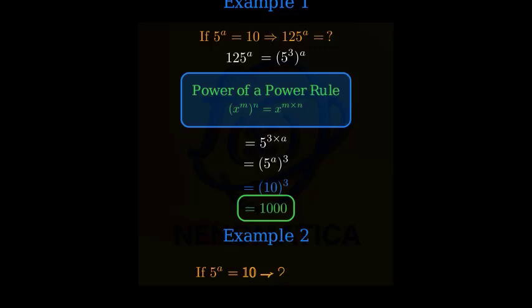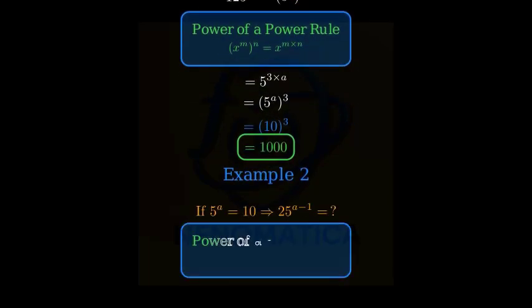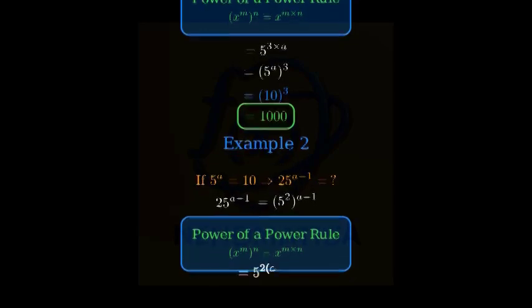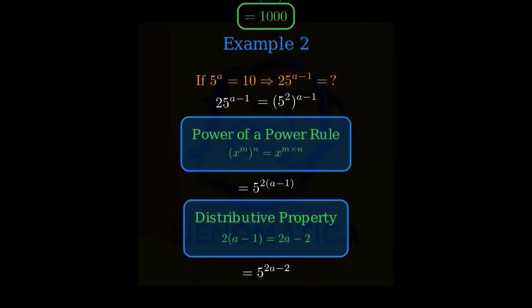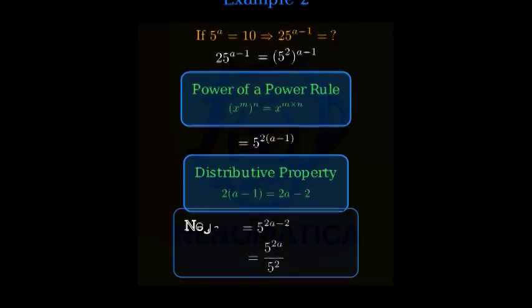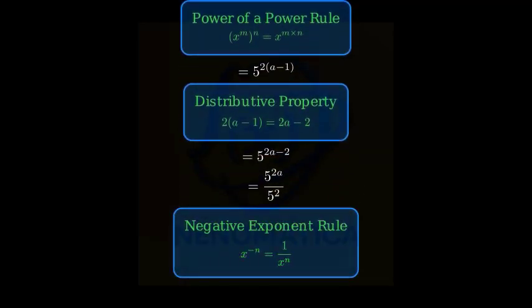Let's move on to our second example. If 5 raised to the power of a equals 10, what is 25 raised to the power of a minus 1? First, let's rewrite 25 as 5 squared. Now we can apply the power of a power rule to simplify. This gives us 5 raised to 2 times a minus 1. Let's expand the exponent using the distributive property. 2 times a minus 1 equals 2a minus 2. We can rewrite this as 5 raised to 2a divided by 5 squared using the negative exponent rule.